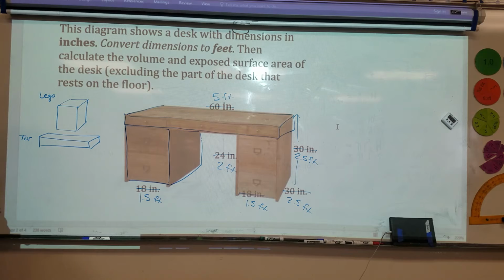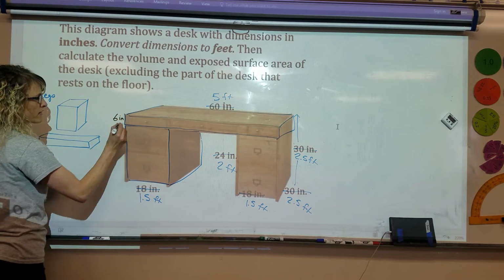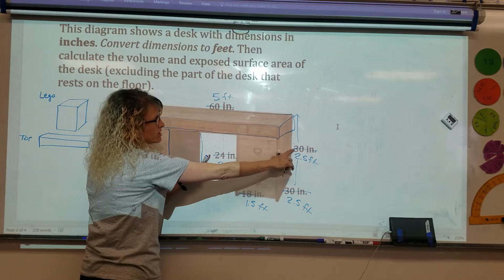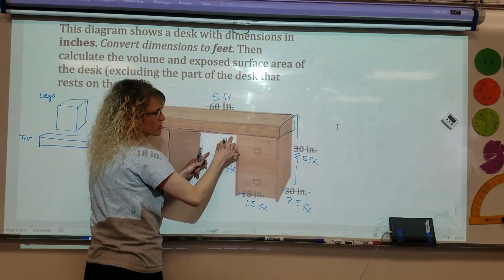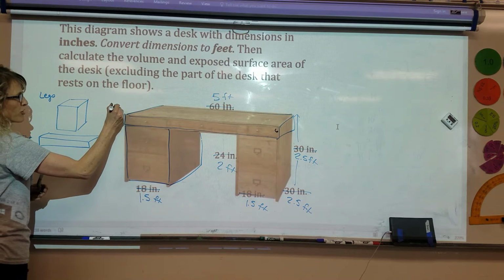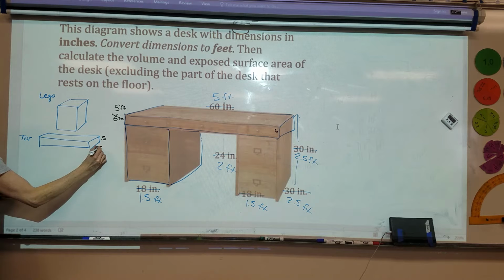How thick is that, Ethan? 6 inches. How do you get that? Because the 30 minus the 24, the height of the legs. Right here. The whole length is 30, just this much is 24, so it's got to be 6. All right, let's change it to feet, so it's 0.5 feet. All right, so this one's 0.5, 2.5.